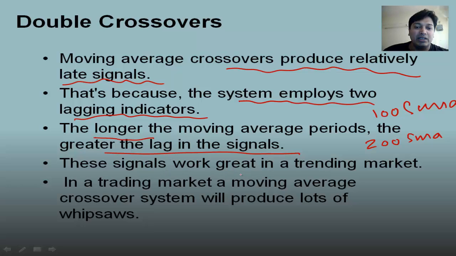But you have to remember that these signals work absolutely fantastic in a trending market. What does a trending market mean? When the market is moving in a certain direction, up or down, it is called a trending market. But when the market starts moving sideways, it is called a trading market. So always remember, use moving averages only in a trending market and don't use them in a sideways or trading market, because the moment you do, it produces what are called whipsaws, and whipsaws are going to eat into your profits.